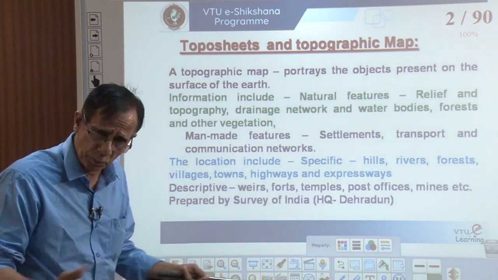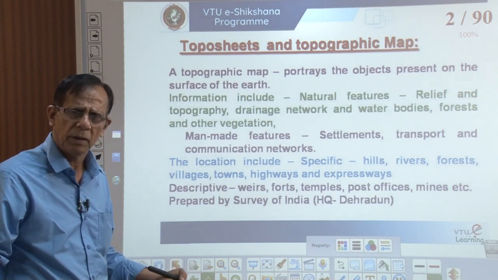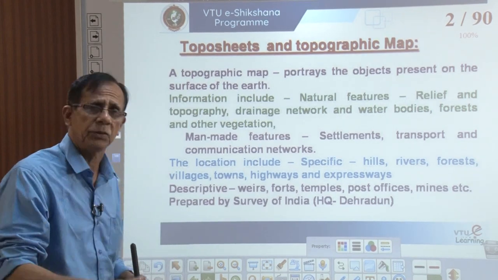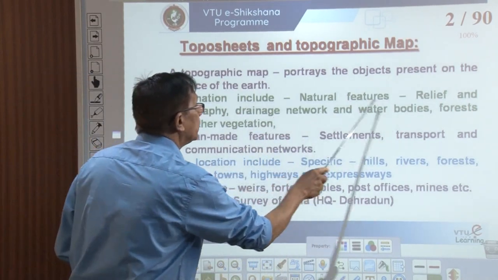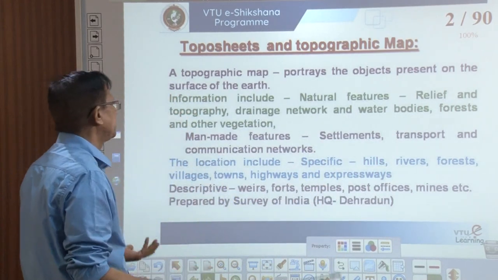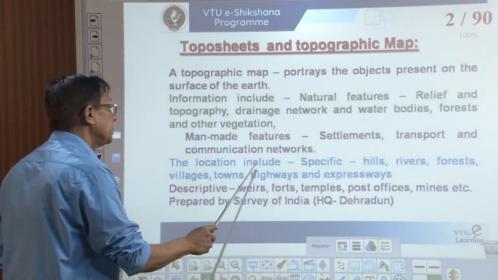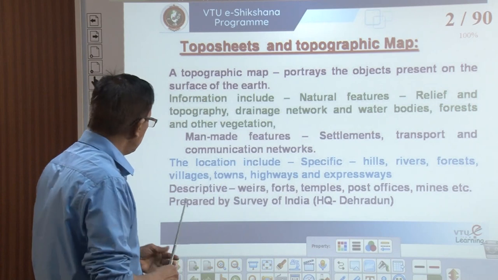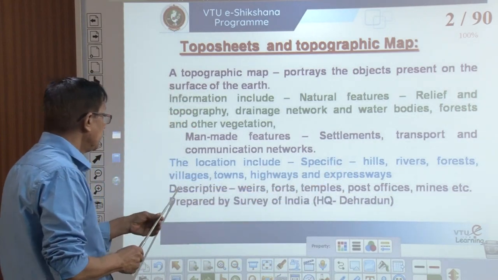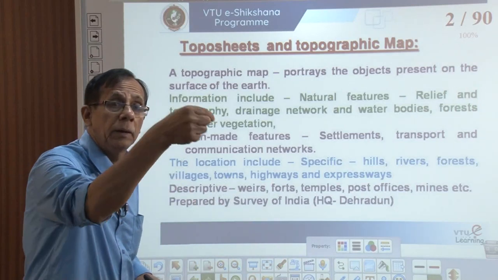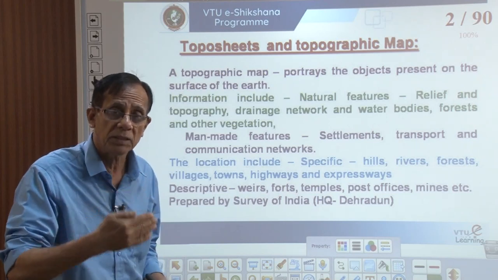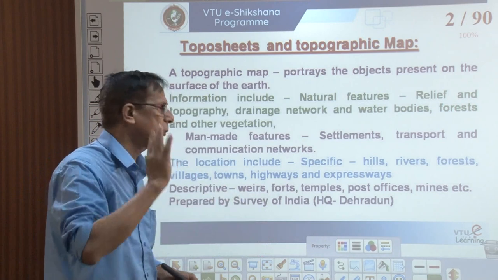On the surface, what do we find? There are buildings, roads, soil, water bodies, vegetation, temples, hills, many things, everything. Whatever we find on the surface, man-made or natural, together, those are all shown in the topo sheet. Natural features: relief, topography, drainage network, water bodies, forest, and other vegetation. Man-made features like settlements, transport and communication networks, railways, roads, buildings, many things we find. The location includes specific hills, rivers, forests, villages, towns, highways, everything indicated in the topo sheet. Therefore, the topo sheet, or topographic map, is important first-hand information for any further detailed investigation.